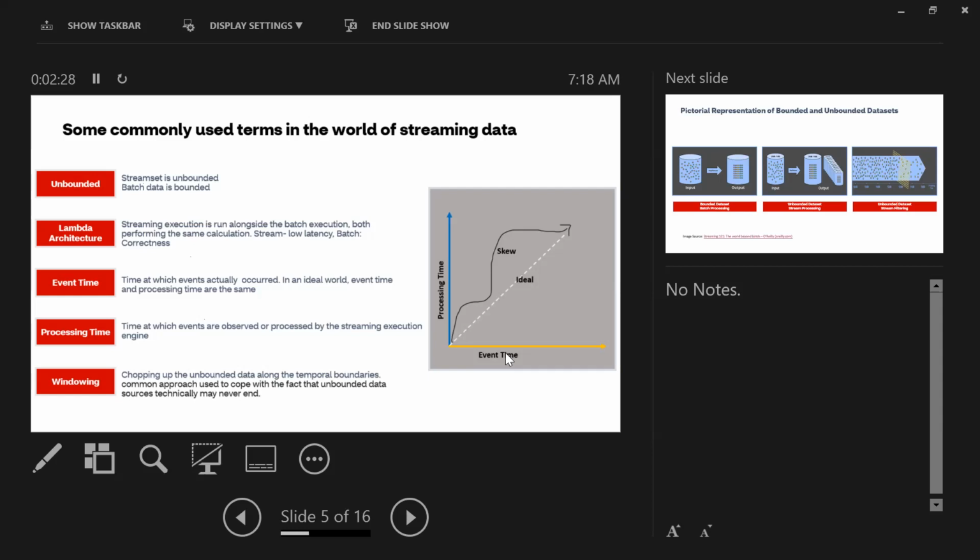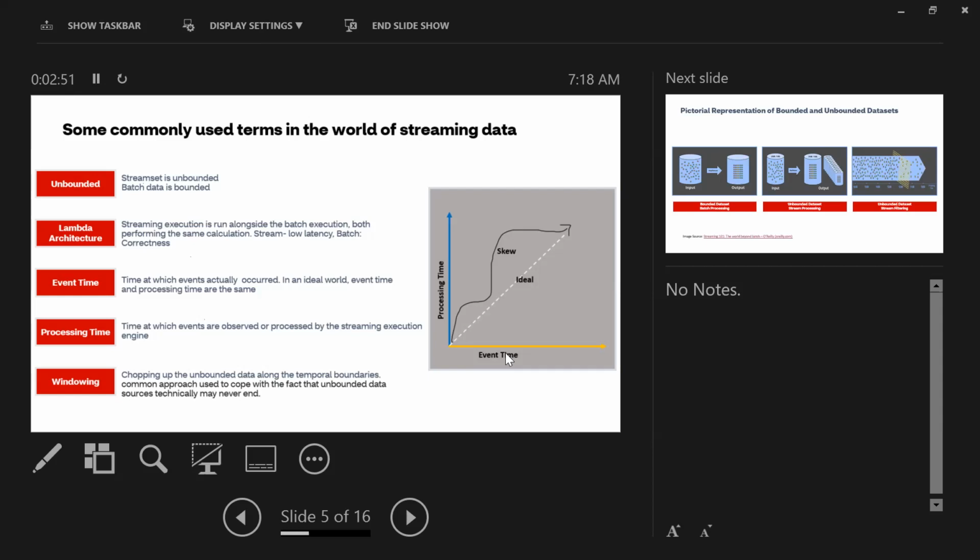Whereas in streaming, there are no bounds. When a stream set starts, there is no stopping it unless there is a network issue, a bandwidth issue, or there is a failure on processing or something happens. In a normal condition, a stream doesn't just stop. So that's why we call a stream set an unbounded data set.